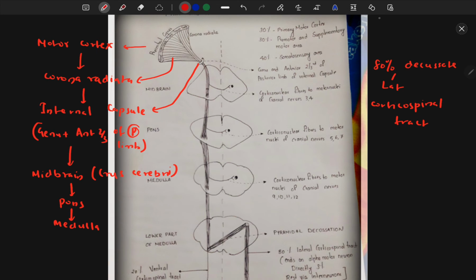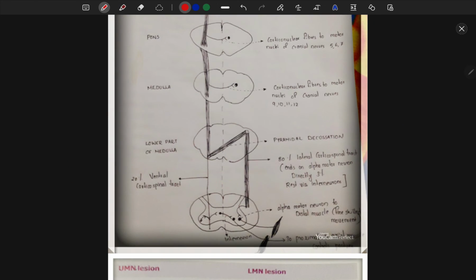After reaching the medulla, 80% of the fibers will cross to the opposite side. That is called the pyramidal decussation. And they will become the lateral corticospinal tract. So this is the lateral corticospinal tract. 20% of the fibers will continue as the ventral corticospinal tract. The 20% of the ventral corticospinal tract cross in the spinal cord to the opposite side. So altogether there is 100% crossing. After crossing, they will end in the anterior horn of the spinal cord.